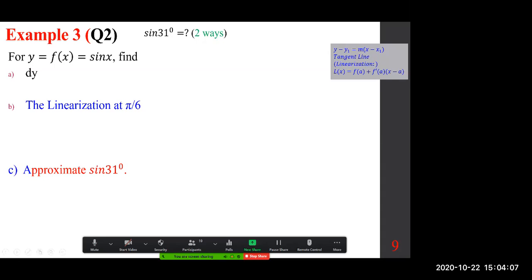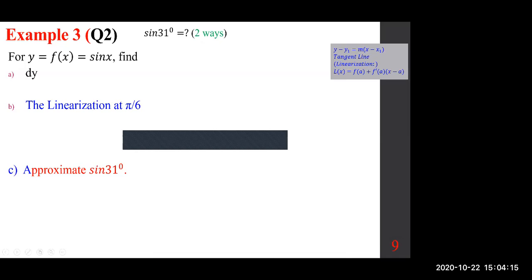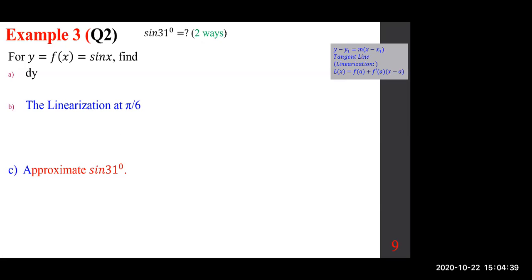What we want to do, class, is come up with sine of 31 degrees. Remember that we are approximating. So let's see how we do that. Approximation requires the use of dy, or the linearization. We'll look at both cases, see how it's done. dy is very simple. First and foremost, f of x is sine x. Find f prime of x. So f prime of x, or dy/dx, is cosine x. Not a big deal at all.